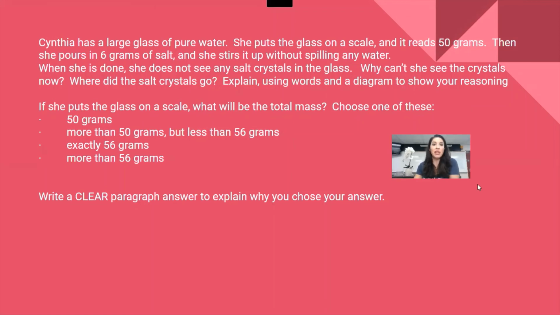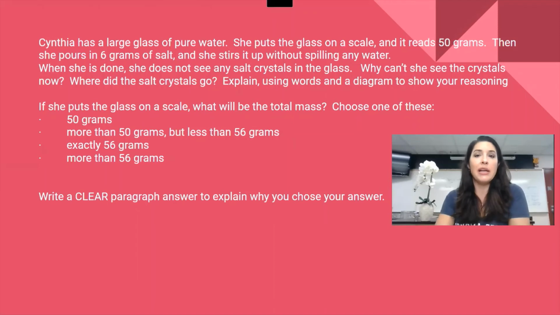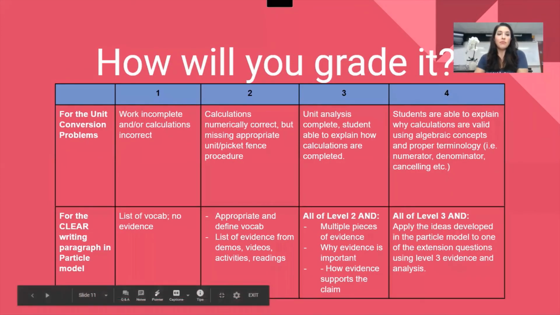If she were to put the glass on the scale, what would be the total mass? And you could choose one of these answers: 50 grams, more than 50 grams but less than 56, exactly 56 grams, more than 56 grams. Your claim will basically pick one of these options and ask you to explain why you chose that answer. So pause the video, take a shot at writing a clear paragraph that follows this prompt, which is similar to what you're going to see on the exam. And then when you're done, we're going to go over them in class the next time we meet.